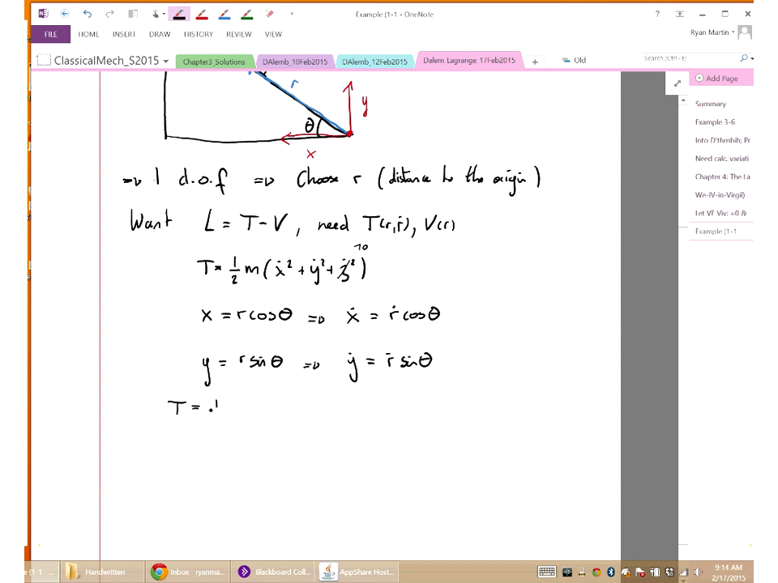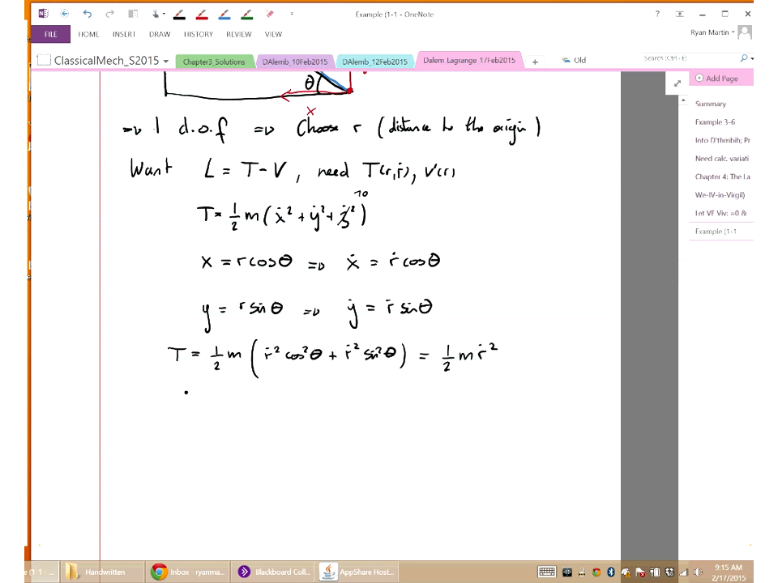So T is equal to a half m. x dot squared is r dot squared cos squared theta, and y dot squared is r dot squared sine squared theta. If I factor out the r dot squared, then it's a half m r dot squared times cos squared theta plus sine squared theta, which is 1. And so that's a half m r dot squared. That's good. We've got T in terms of r and r dot, and in this case, it only depends on r dot. So now we need V.